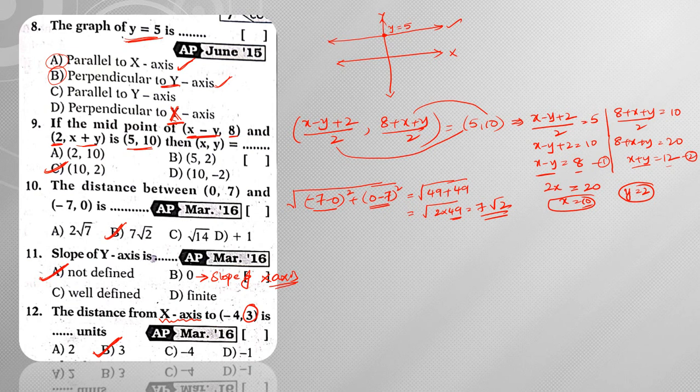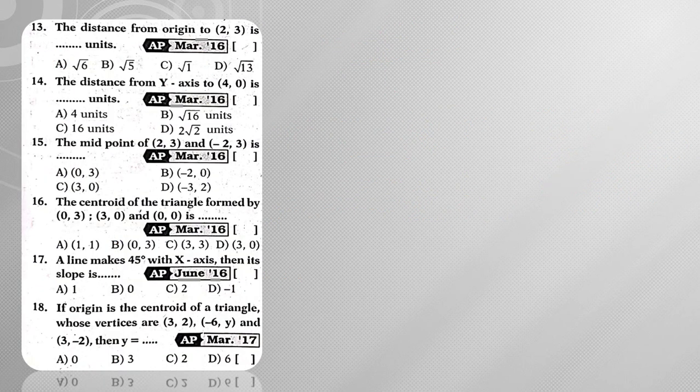Next, moving on to question number 13. The distance from origin to 2 comma 3. We have already discussed this. What is the formula? Square root of x1 square plus y1 square. Now substituting the values, 2 square plus 3 square, where 2 square is 4 plus 3 square is 9. So the square root of 9 plus 4 is square root of 13. Hence the answer is square root of 13.